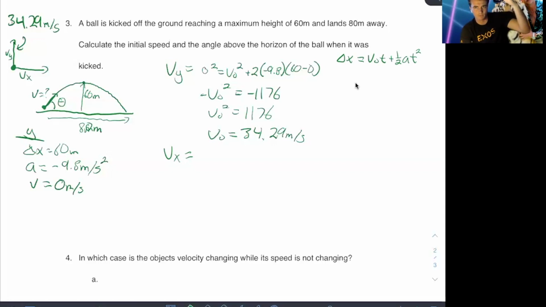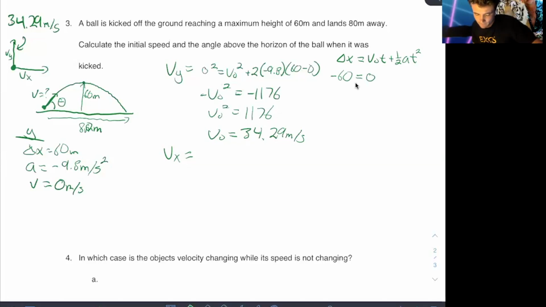I could measure it going up, especially because I have the velocity initial in the y direction now, and then multiply by 2, or I can measure from the top going down and multiply that by 2, and that'll give me the time also. So let's measure it from the top. Our displacement is negative 60 meters because we're dropping the ball, and our initial velocity is 0 because it's starting at the top.